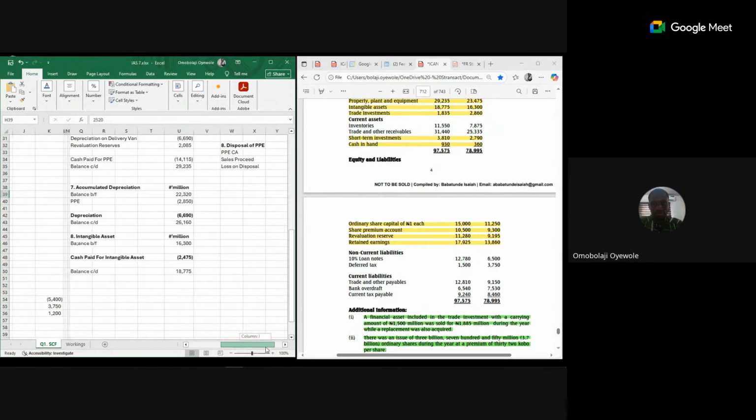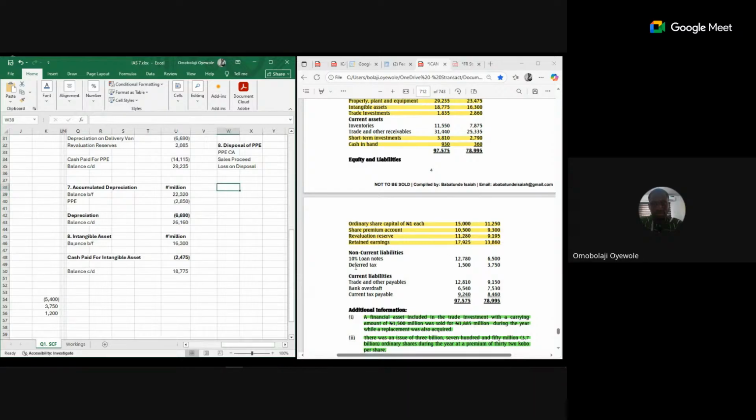So what else? Let's do the loan. So let's look at our loan now. We don't have to make adjustment for that. There was an increase in our loan. If you look at it, last year loan was 6,500, right? And this year loan is 12,750. So let's check the difference. 12,750 minus 6,500. That's 6,250.